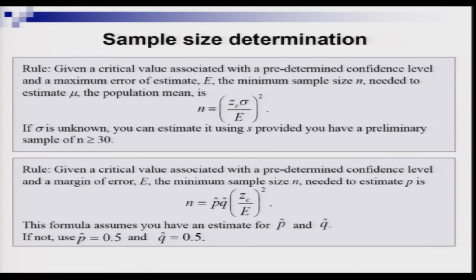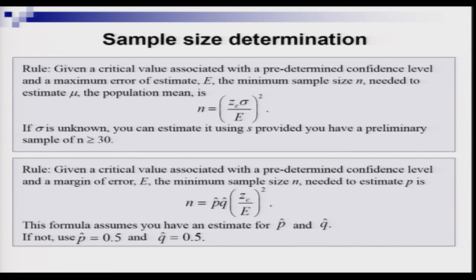So, there is a rule. Given a critical value associated with a predetermined confidence level, note that you have to first fix the confidence level, and then of course, there will be a critical value ZC associated with that fixed alpha, and then given the maximum error of estimate capital E, we can figure out the minimum sample size requirement n to estimate mu, the population mean, and that formula for n is given here. It is not new to you, you have seen it before. So, it is the critical value ZC times sigma divided by E, and the whole squared.